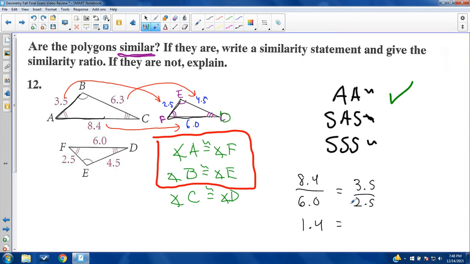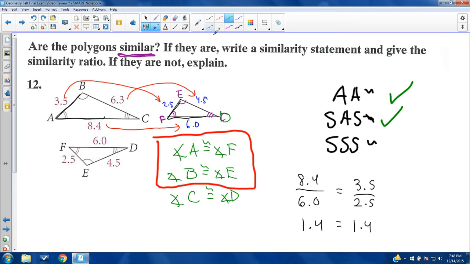3.5 divided by 2.5, and I'm using a calculator for this. I don't dare do anything. That's 1.4 as well. So side angle side also checks out, meaning the ratio of this to this is the same as the ratio of this to this, and the angle in between them is congruent. So side angle side is good.